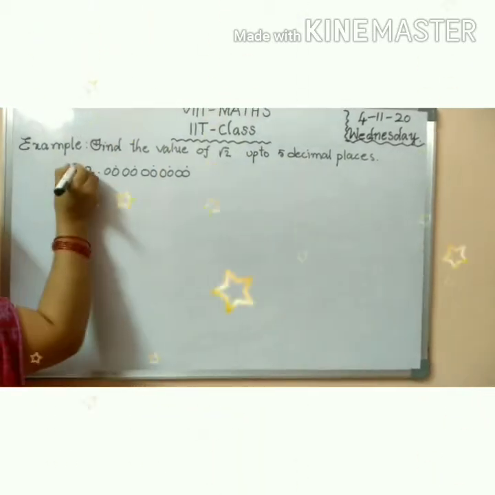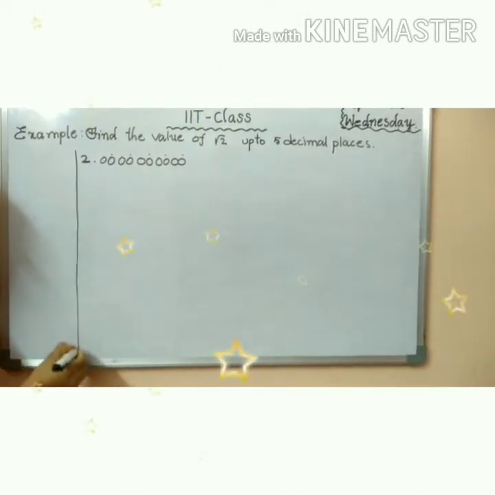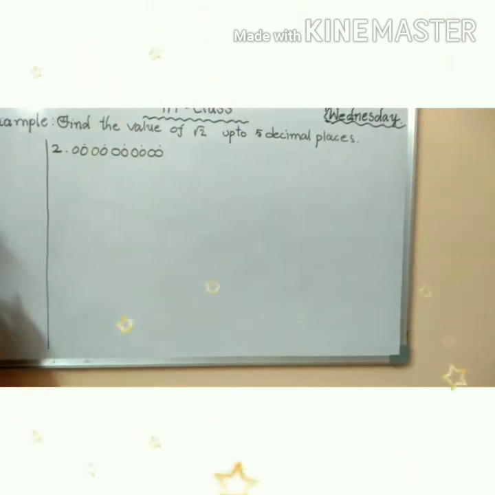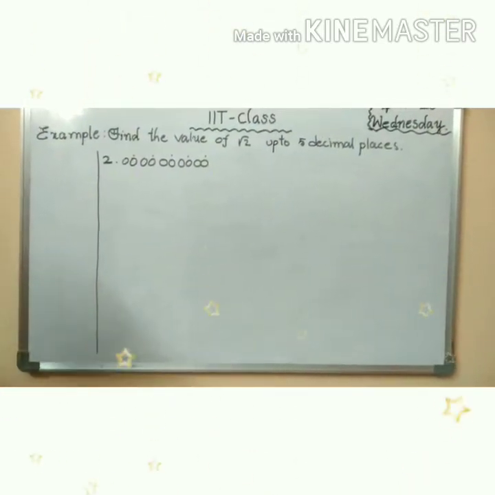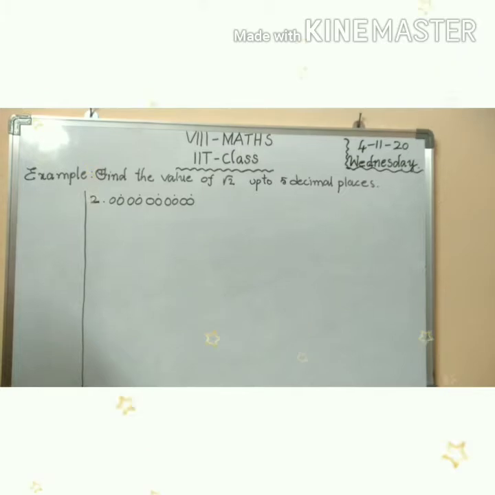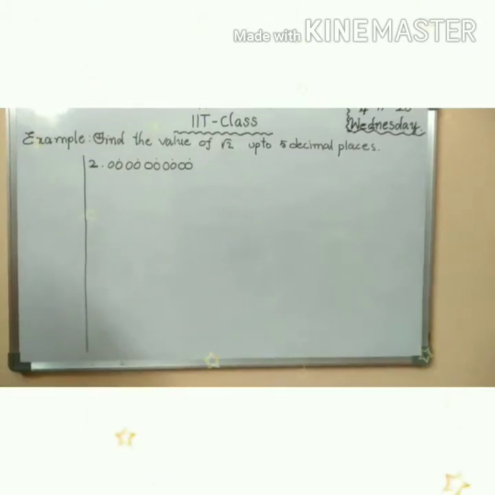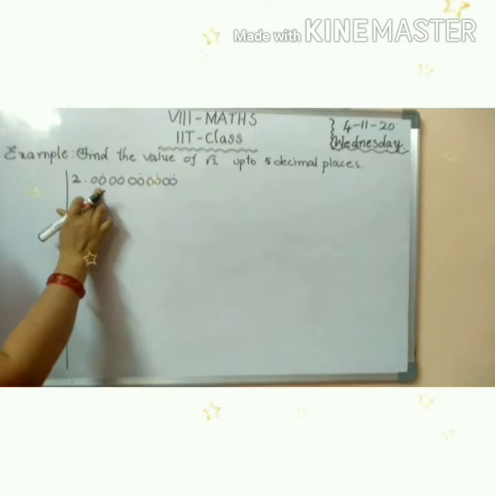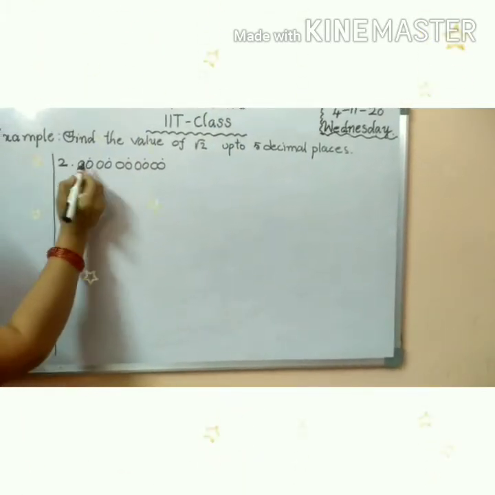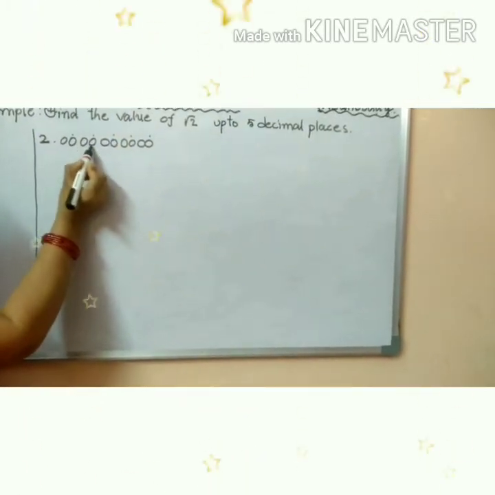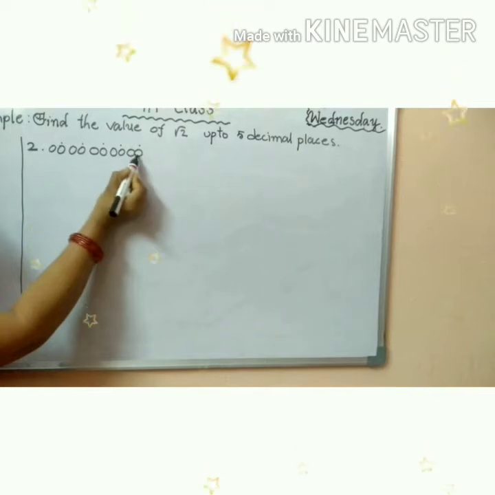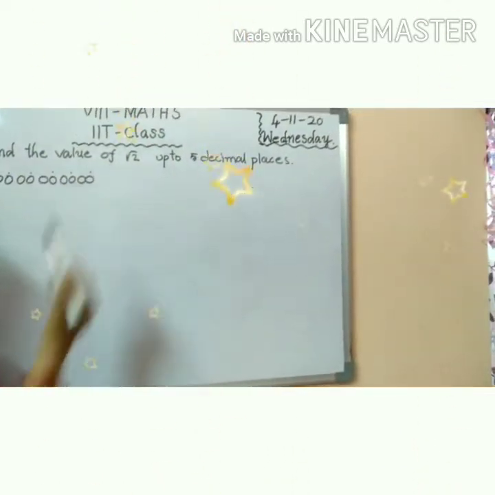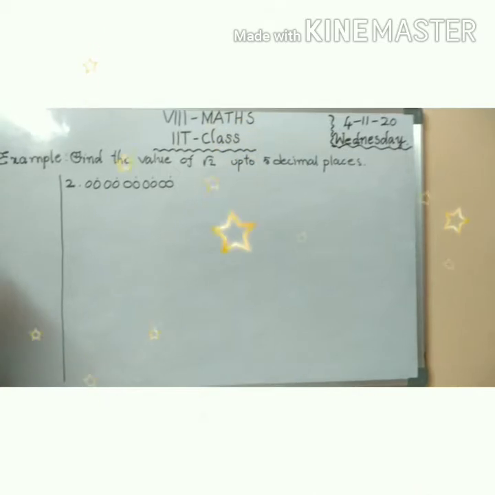So now do the division method. First we learned the multiplication method, and now we use the division method. Here observe that 2.0 carries 2 zeros for the 1st decimal place, the next 2 zeros for the second decimal place, and so on up to 5 decimal places, because they are asking about up to 5 decimal places. Okay, children.